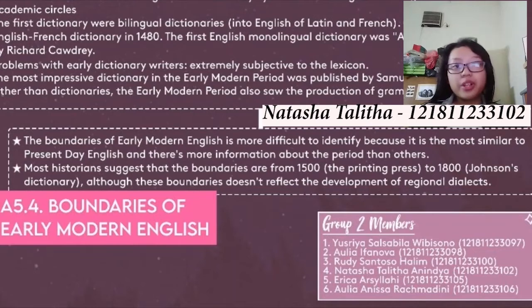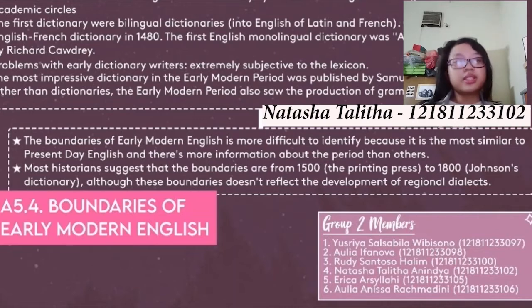Okay, so I'm going to explain about the boundaries of early modern English. The boundaries of early modern English aren't really that easy to see, and it's kind of difficult to identify where the boundaries are because it is the most similar to present-day English in the way it is pronounced and in the speakers of said English. And there is more information about this period than other linguistic periods.